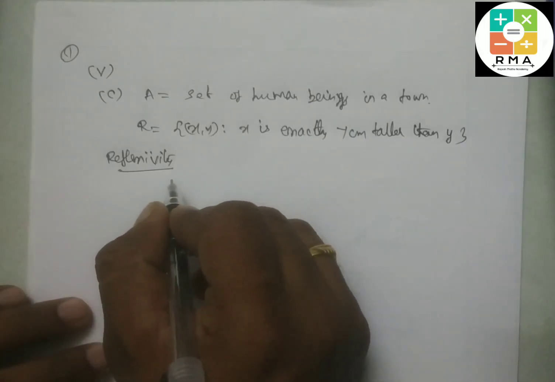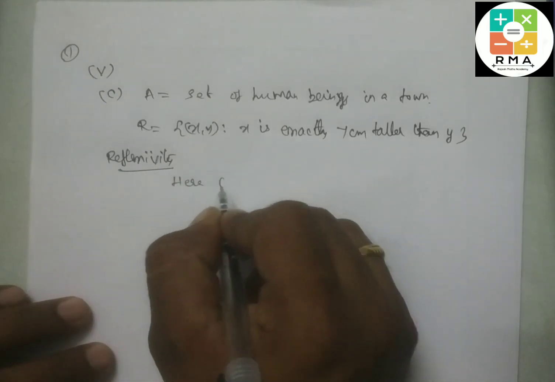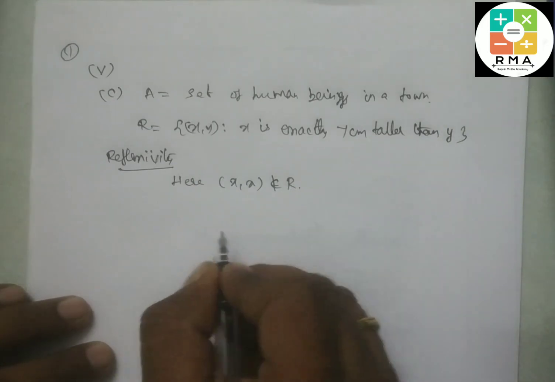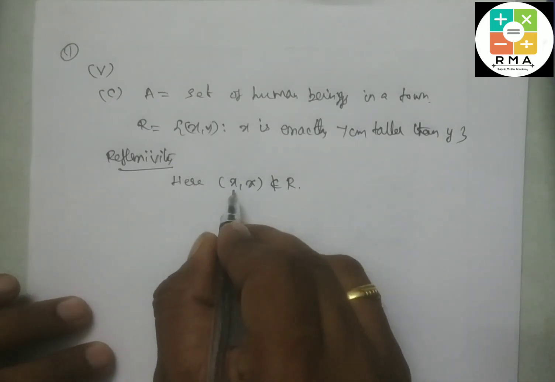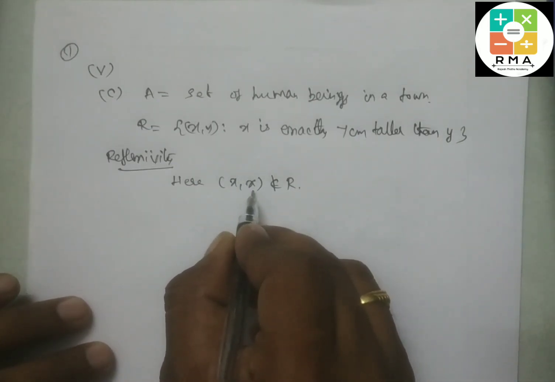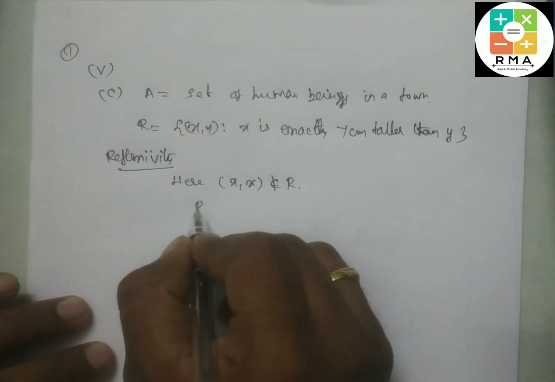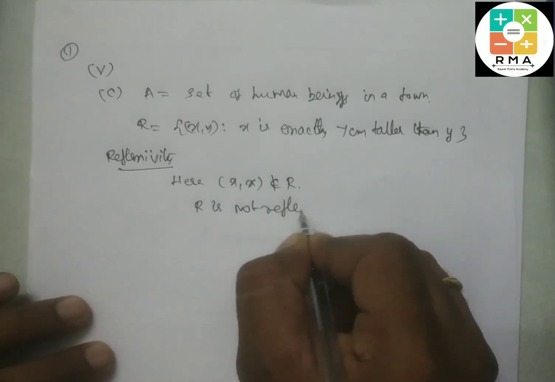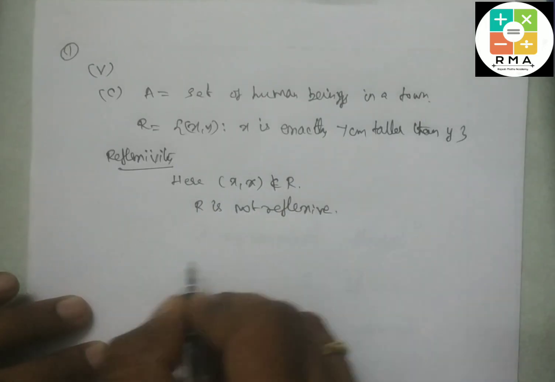We can clearly say x comma x does not belong to R, because a person cannot be 7 centimeter taller than himself. So we can clearly say that R is not reflexive.